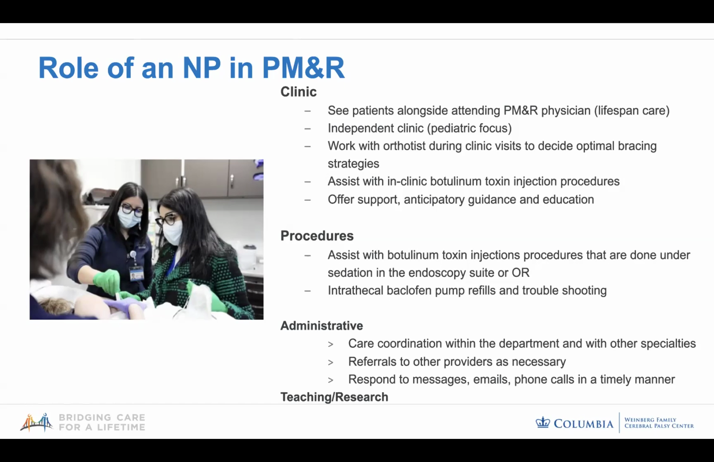And then we do have administrative responsibilities as well. So a lot of care coordination within the department and other specialties. We're referring out to other providers as necessary, and then responding to messages, emails, phone calls in a timely manner. And then lastly, teaching and research. So we often have medical students, residents, fellows rotating with us. So a lot of that responsibility falls on the nurse practitioner to educate whoever is rotating with us, whether that be in clinic or if they are observing procedures. You can go to the next slide.